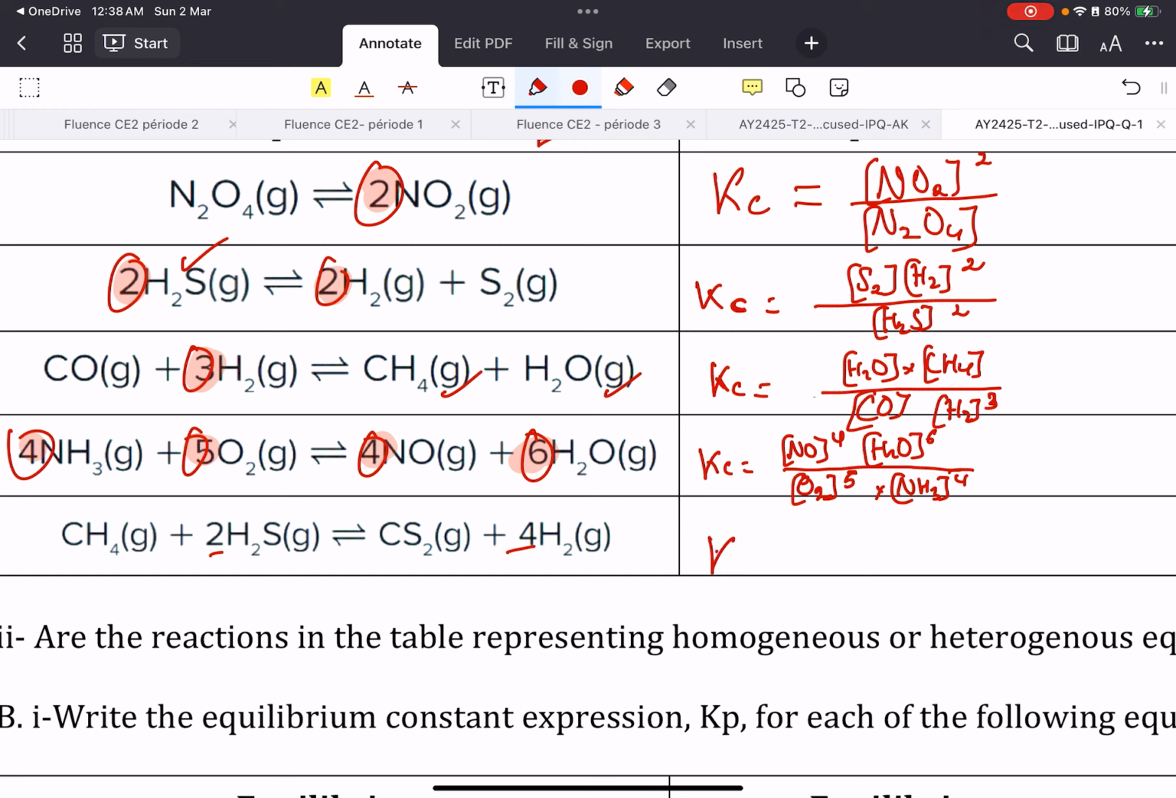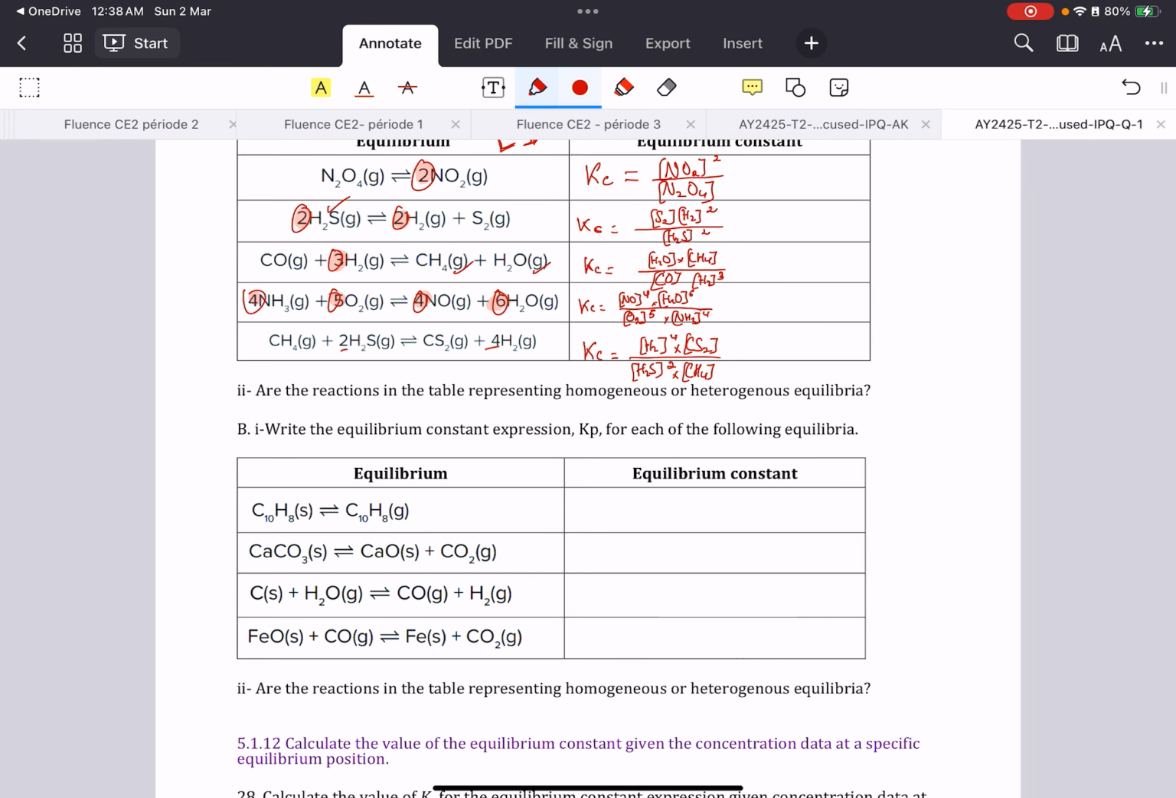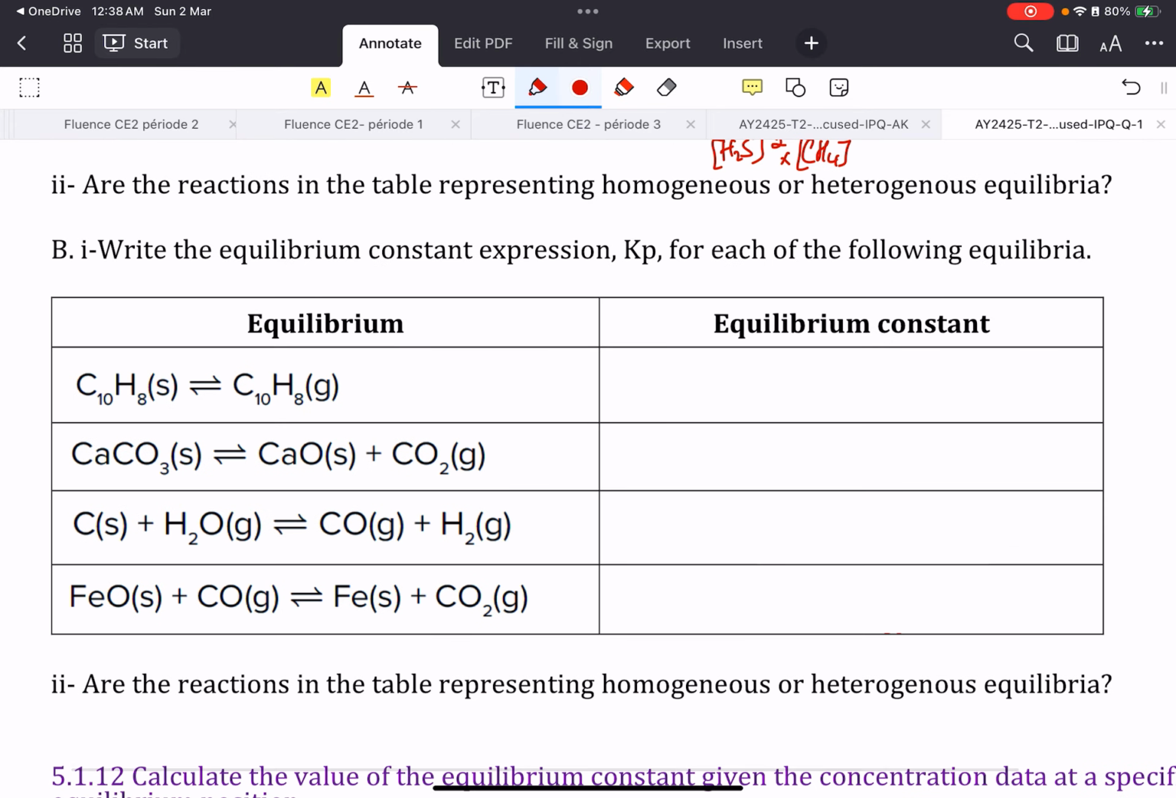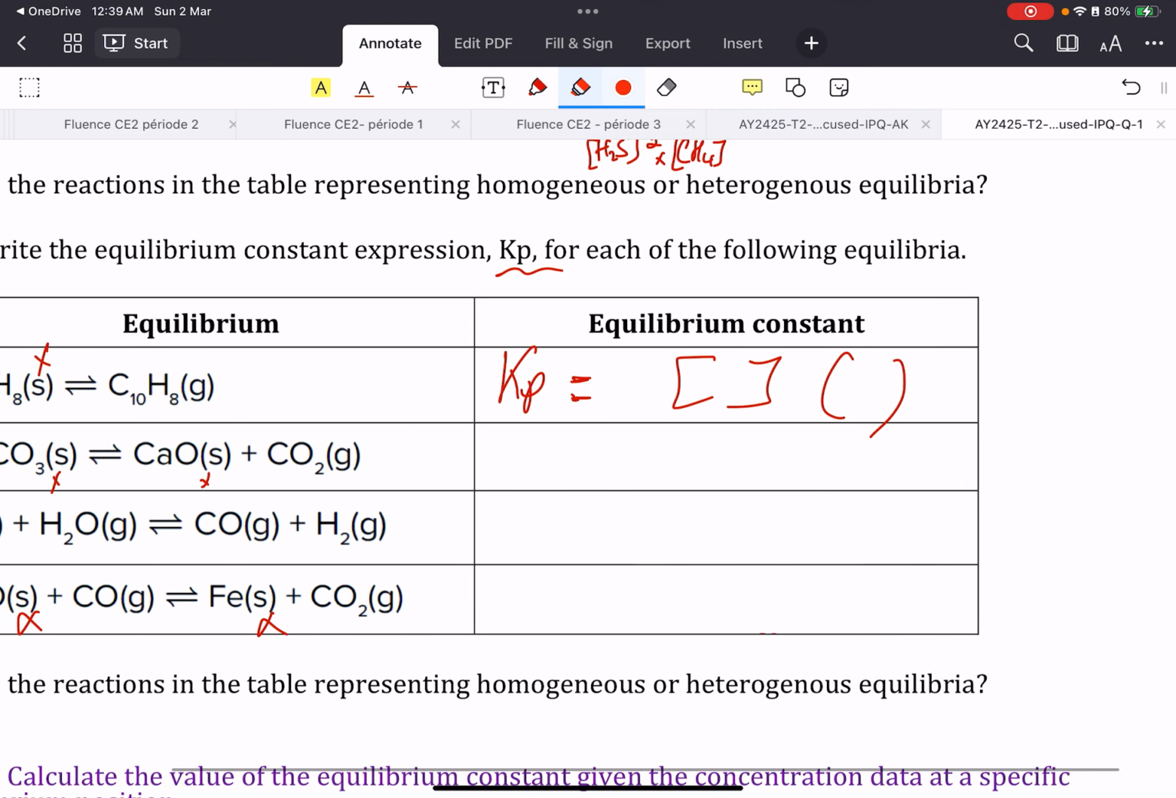Kc, hydrogen to the power of 4, CS2 multiplied, divided by the concentration of H2S squared multiplied by the concentration of CH4. Now, for heterogeneous equilibrium, we do not include the solid in the formula of Kc or Kp, whatever we are writing. So here they want Kp, and note that if you are writing Kp, you are not allowed to use brackets or parentheses. It is wrong.